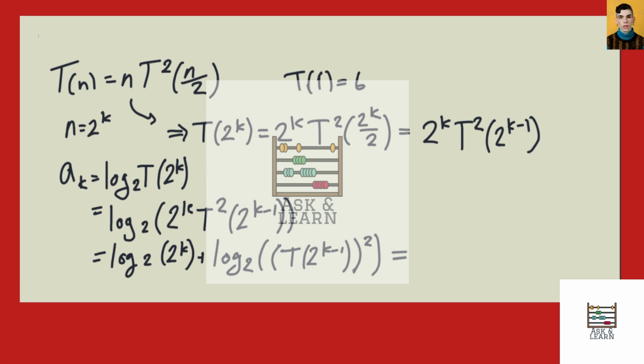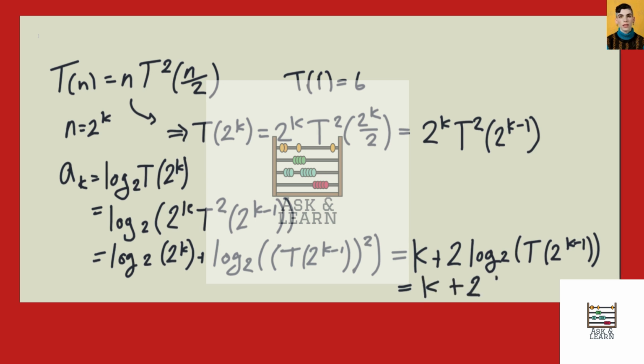Okay, and this is going to be equal to k plus 2 times log 2 of T of 2 to the k minus 1 power. And then this is equal to k plus 2 a sub k minus 1. Okay, so that's going to be a lot easier to work with now that we've made those substitutions.